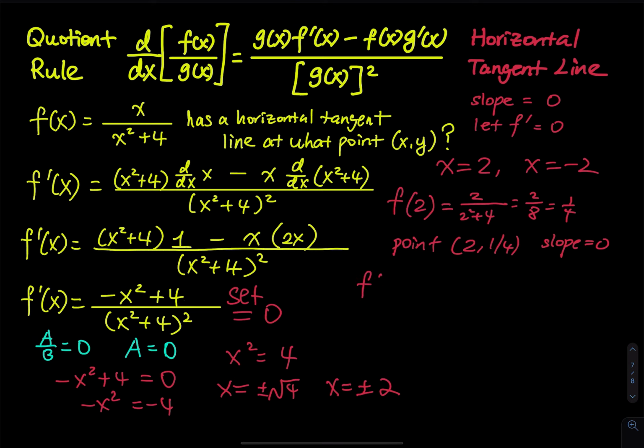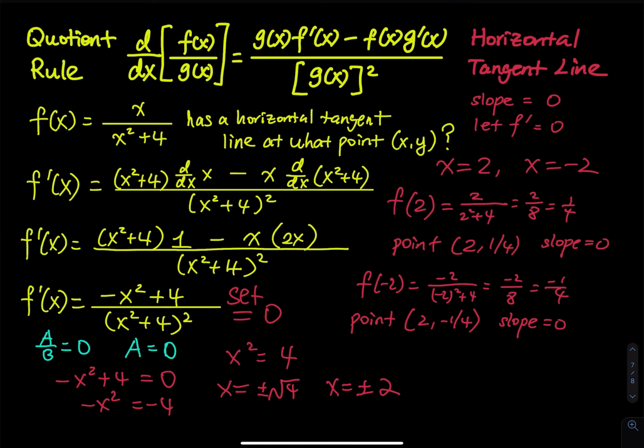And then also when x is equal to -2, you have -2 divided by (-2) squared plus 4. So you have -2 divided by 8, right? 4 plus 4 is equal to 8. So you have -1 over 4. That means the other point is (-2, -1/4). The slope is equal to 0. Since that is our final answer, let me just box that in another color. So this is the first point, and then this is the second point.